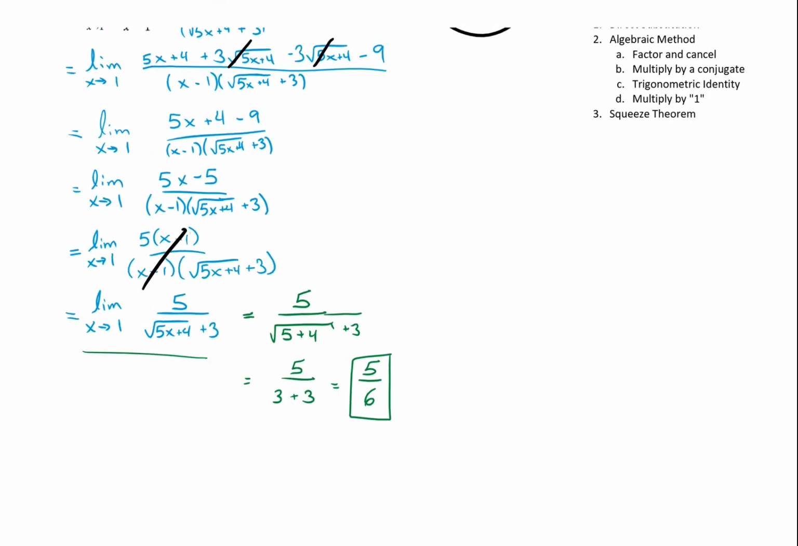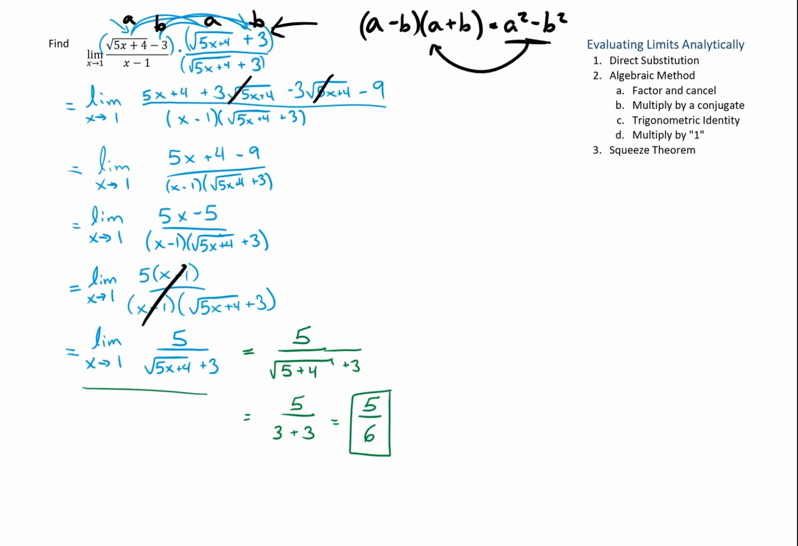So I'll zoom out and let you take a look at the original function again. Multiply by a conjugate. A lot of times when you see a square root and then plus or minus another number, and it's a rational function, you will solve that limit using a conjugate pair.